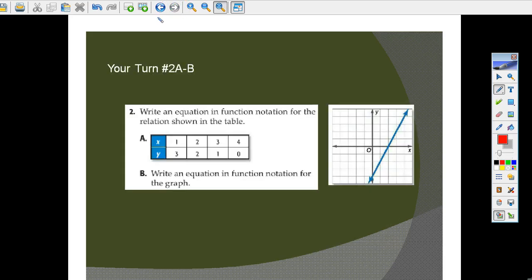Here's your turn, 2a and 2b. Here is your linear graph, and here's the table. You're going to write an equation for this. Go ahead and do 2a and 2b. This is all the homework for tonight, so you only have your turns 1 and 2. When you're done with this, you should put it away for your homework and get credit for it tomorrow. Thanks for watching.